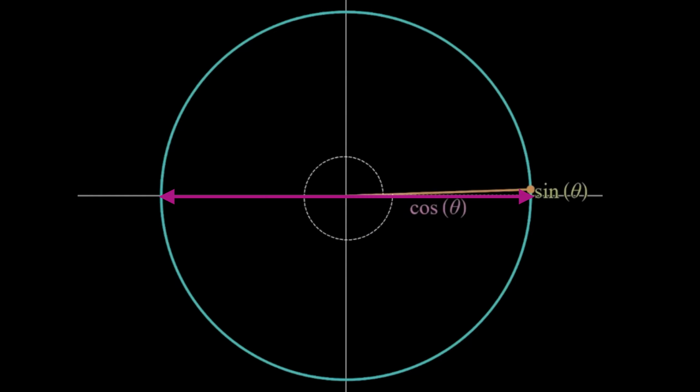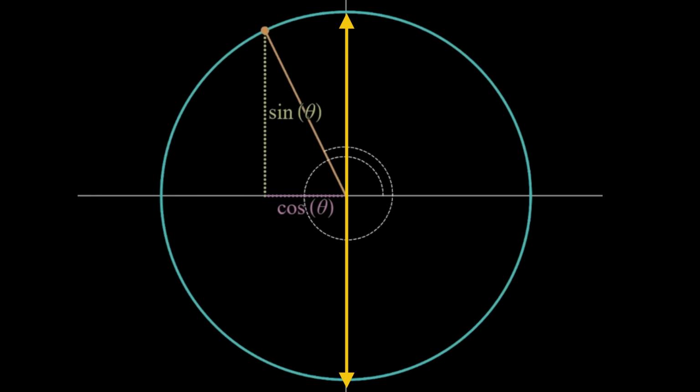Cosine is how far left or right you are. Sine is how far up or down you are. That's it. That's the whole tweet.